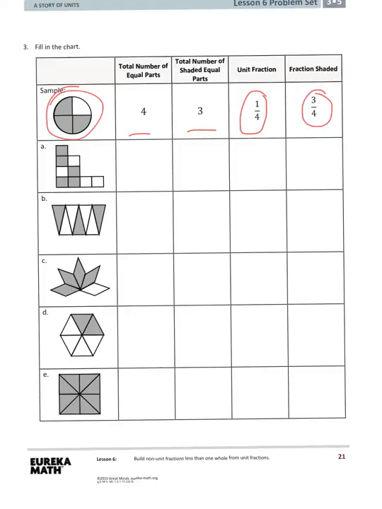Let's look at the next one together. 1, 2, 3, 4, 5, 6, 7, 8, 9. There are 9 equal parts. 5 parts are shaded. Our unit fraction is 1/9. Our fraction shaded is 5/9. Stop the video now and finish this chart on your own.